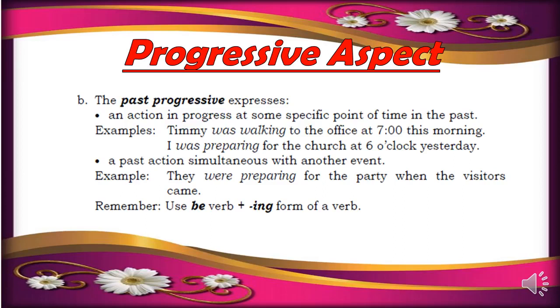Another is a past action simultaneous with another event. That is another idea that we can identify whether that verb is progressive aspect. Example, they were preparing for the party when the visitors came. So remember to use be verb plus ing form of the verb.